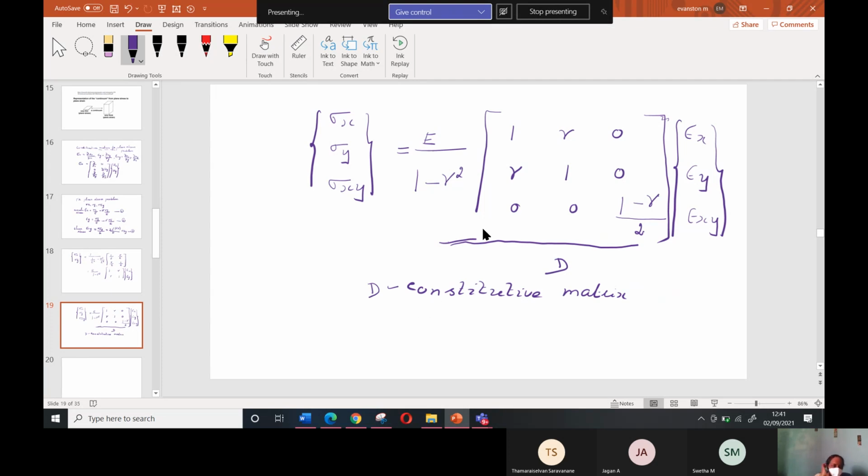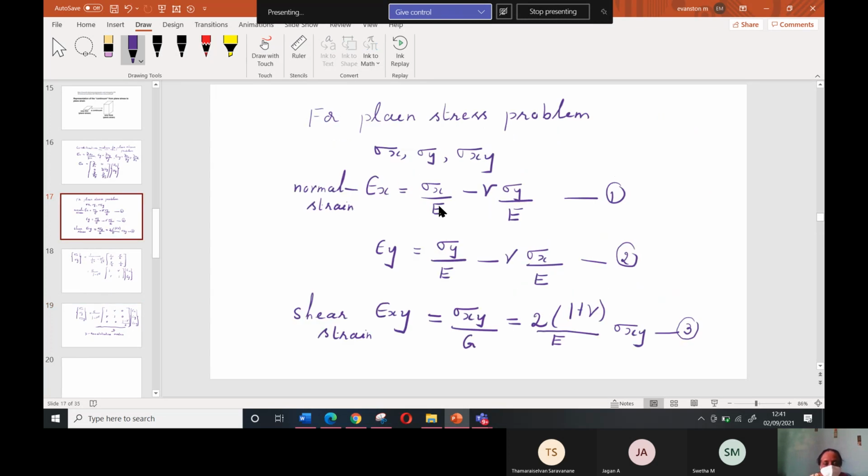So E by 1 minus gamma square, [1 gamma; gamma 1], 0 0 1 minus gamma by 2 is the constitutive matrix for the plane stress element. Just check it. I'll give you time to see whether you are able to get the same answer, because I have skipped some of the steps. That is, I didn't tell you how to solve these equations 1 and 2. From equations 1 and 2 only, I have found out the values of sigma x and sigma y.